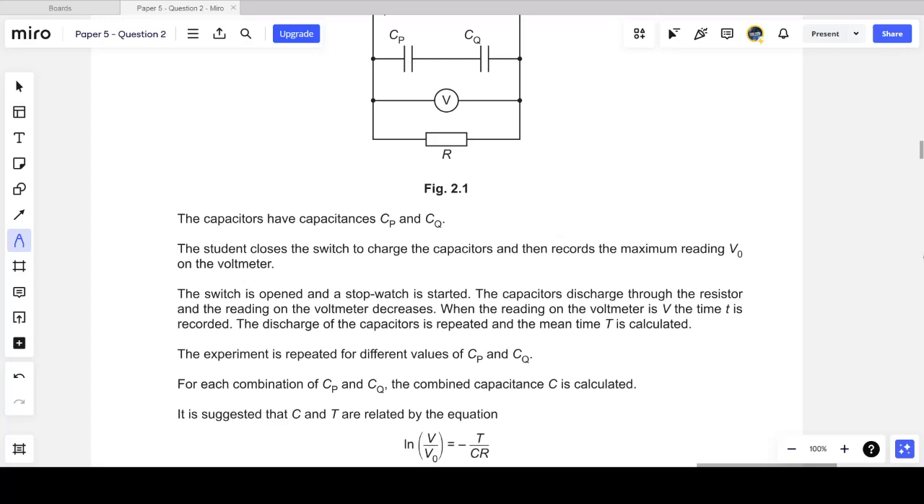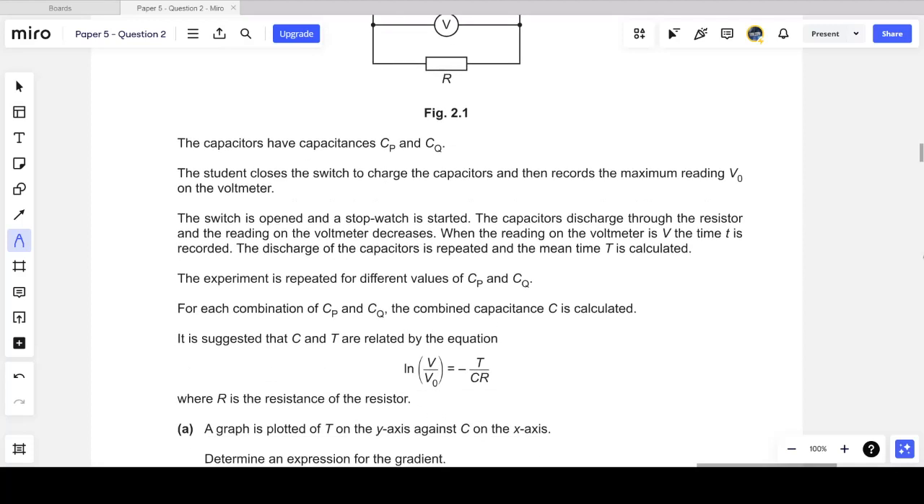When the reading on the voltmeter is V, the time t is recorded. The discharge of the capacitors is repeated and the mean time t is calculated. The experiment is repeated for different values of Cp and Cq. And for each combination of Cp and Cq, the combined capacitance C is calculated. It is suggested that C and t are related by the equation: the natural log of V over V0 is minus t over CR, where R is the resistance of the resistor.